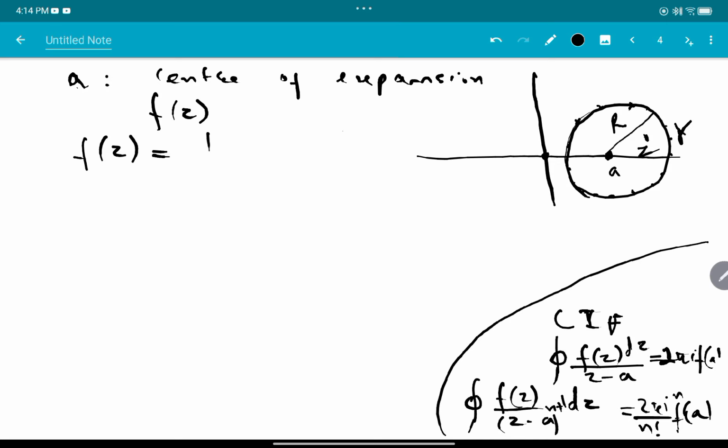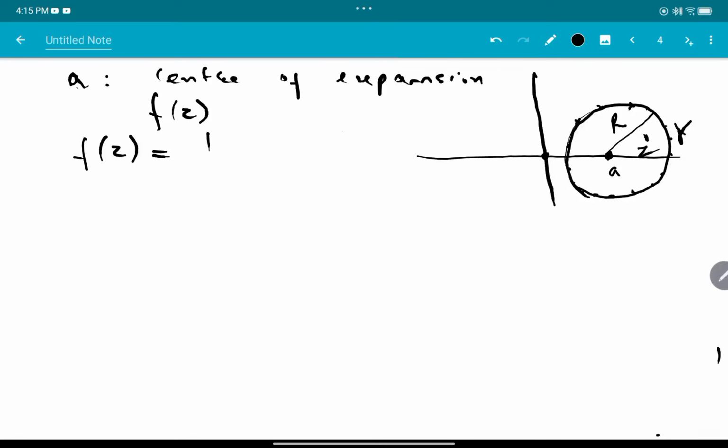1 by 2 pi i, f(a). Sorry, I will rewrite it this way, since I have chosen this variable here, the variable of integration. This gamma is the variable of integration. So that is not the variable of integration. We're integrating along this boundary.